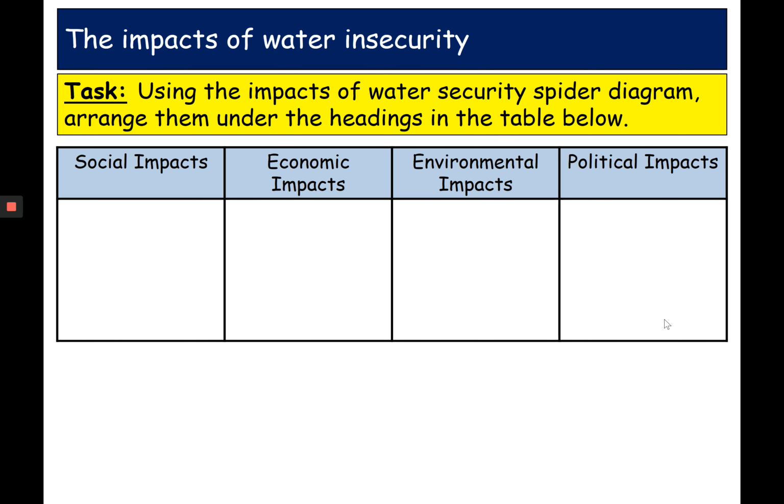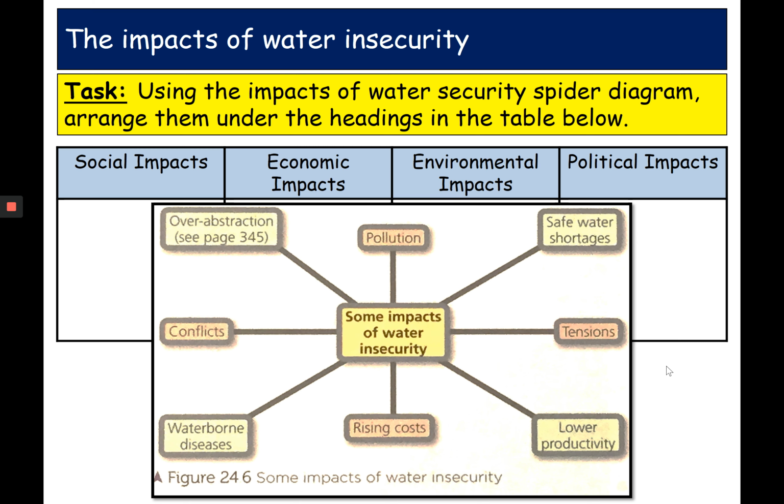And then political. So conflicts would fall under a political impact. So what you need to do is take each of the different strands, the 8 strands from this spider diagram here, and work out which ones go into which section or which category of impacts they are.